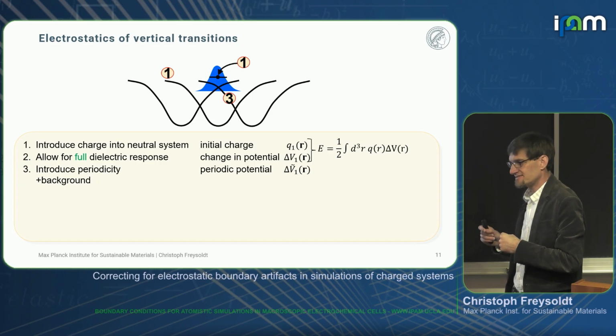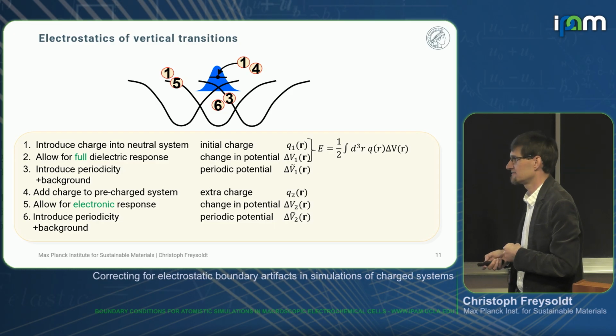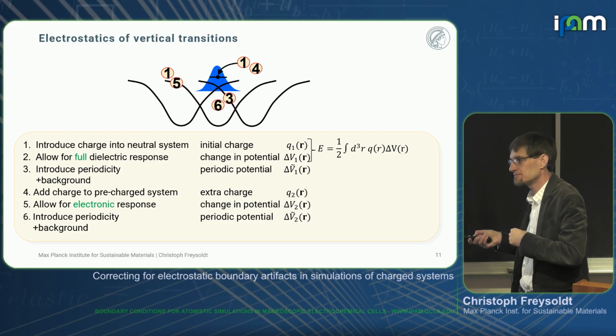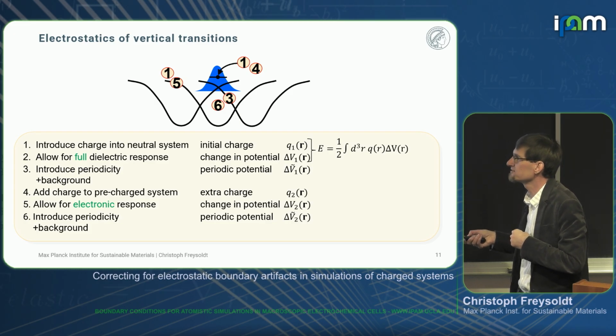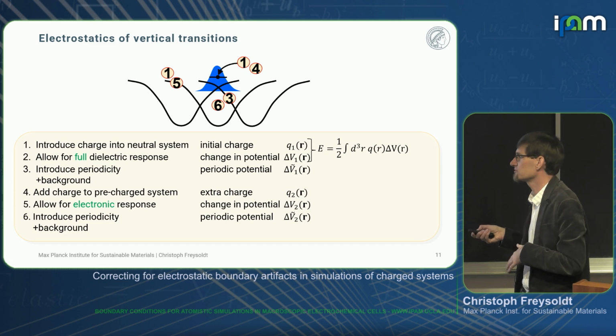And then what we do is that we change the charge state, which means that we add another electron to this pre-charged system. But because we don't change the position of the atoms, we only have the electronic response, not the ionic response. And so this gives us a different change in the potential that only sees the dielectric constant due to the electronic screening.